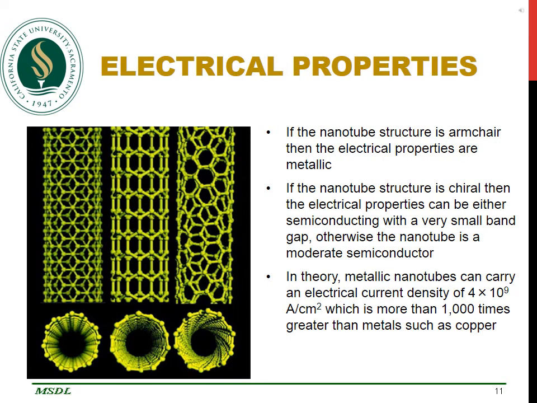Electrical properties. If the nanotube structure is armchair, then the electrical properties are metallic. If the nanotube structure is chiral, then the electrical properties can either be semiconducting with a very small band gap, otherwise the nanotube is a moderate semiconductor. In theory, metallic nanotubes can carry an electric current density of 4 × 10 to the power 9 amperes per centimeter square, which is much greater than 1000 times that of metals such as copper.